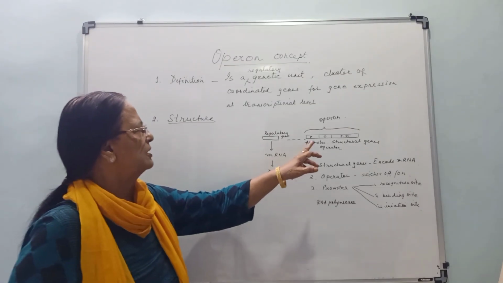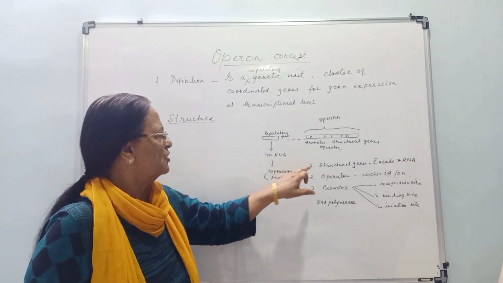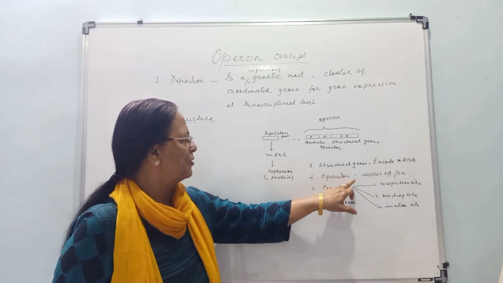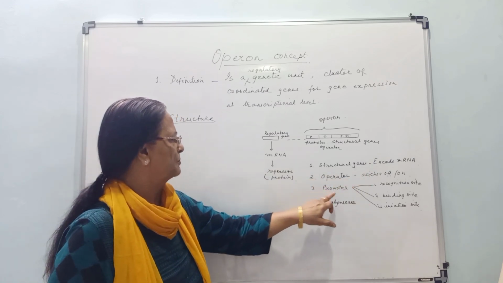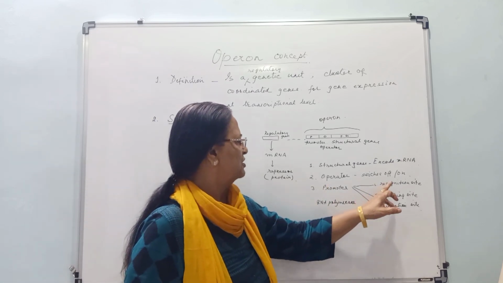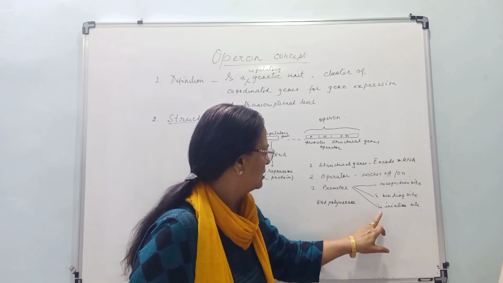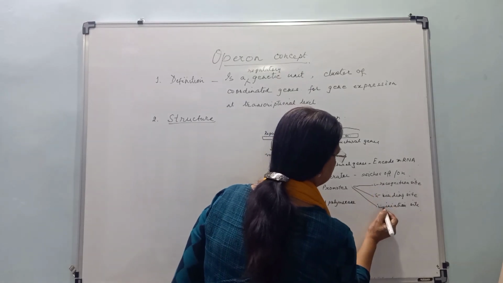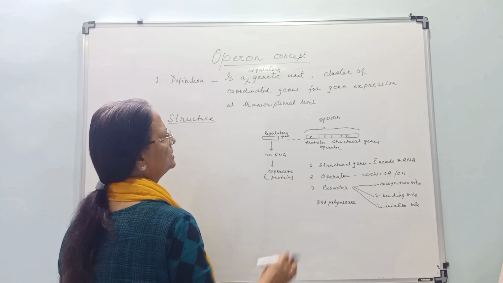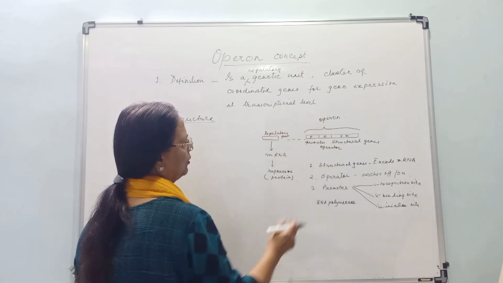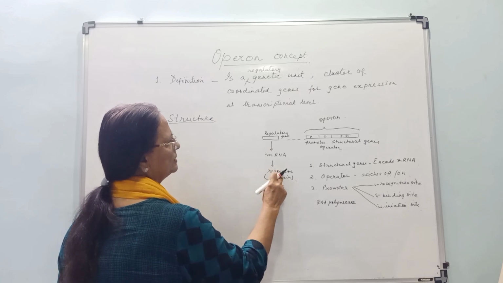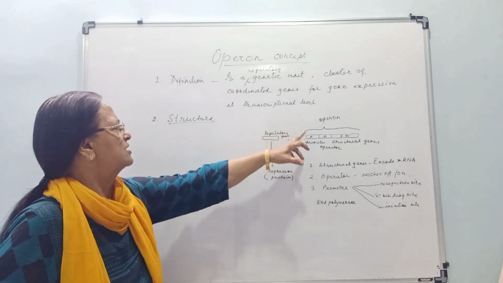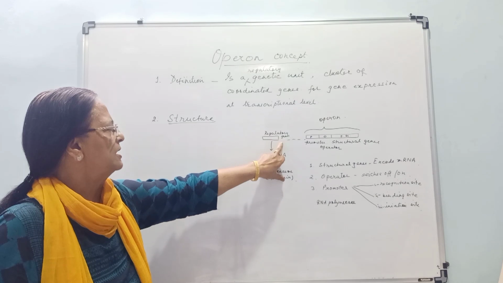So the three components of an operon are structural genes which encode messenger RNA, then the operator which switches transcription on or off, and the promoter which provides the recognition site, binding site and initiation site for RNA polymerase so that it can start transcription. Now the regulatory gene regulates the operon by producing a protein which is known as the repressor. So these are the components of the operon, which is regulated by a set of regulatory genes.